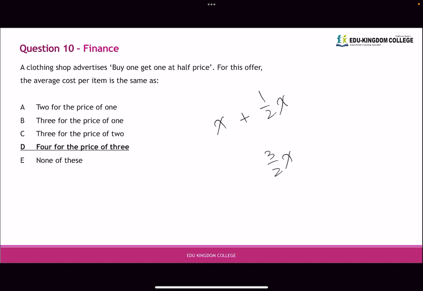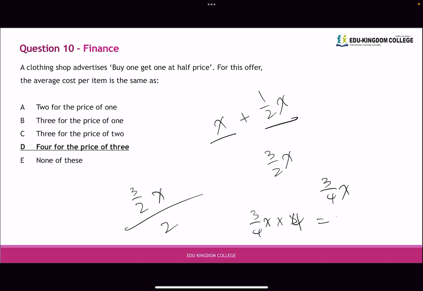And so the average price, so for example, if we had x plus half x, the average is you add them and then divide it by the number of values that you had. So x plus half x is 3 over 2x, okay, and divide it by 2 because we bought 2 items, right? So divide it by 2, that should give you 3 over 4x, okay? So it's the same as buying 4 items for the price of 3. So it's 3/4 of the price. So if we had bought 4 items, then it's going to be 3 over 4x times 4, which is going to be equal to 3x. So it's 4 items at the price of 3x. So it should be 4 items for the price of 3.